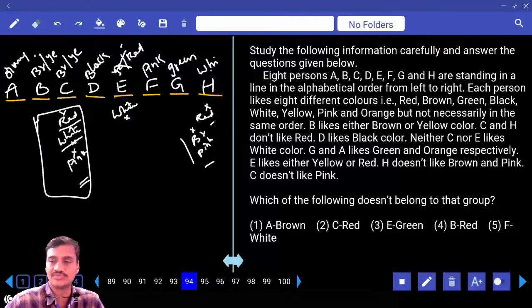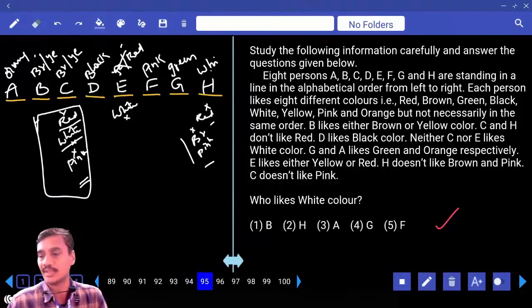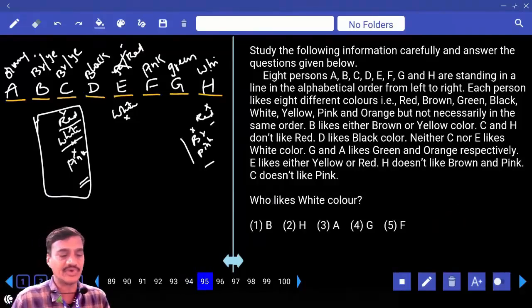94, choice 4. Except choice 4, in the remaining choices, there is one person between the person and the color given. But whereas here, there are two persons. Choice 4, 94.